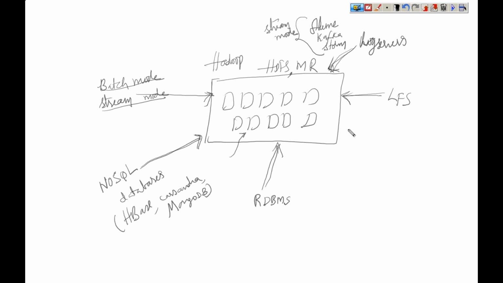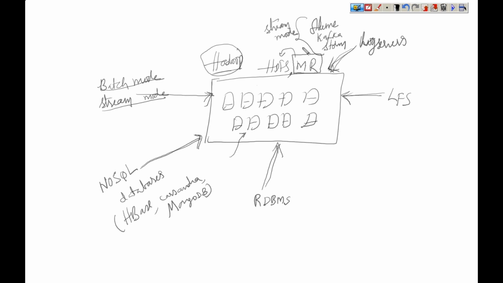Similarly, Spark also can read the data from many sources. Okay. So now the thing is, if you want to process some data by using MapReduce, compulsory the data must be in HDFS. Hadoop comes with two components, HDFS and MapReduce. If you want to process the data by using MapReduce, compulsory the data must be stored in HDFS. That is the tight coupling we have between HDFS and MapReduce. The data must be in HDFS to process the data by using MapReduce.